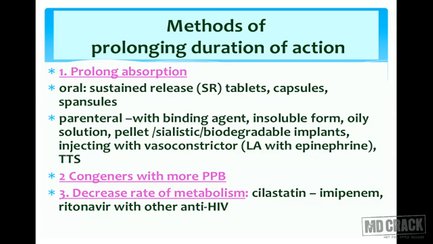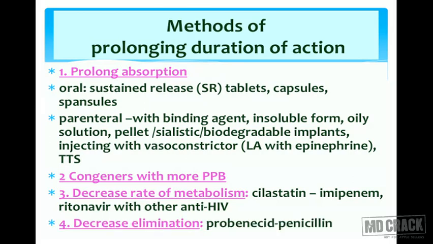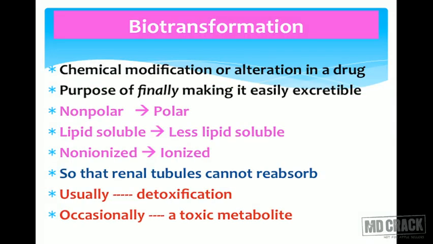For example, cilastatin can decrease the breakdown of imipenem, or ritonavir can inhibit the metabolism of other anti-HIV drugs, and this is why you can get a better action of those anti-HIV drugs. Or you can decrease the elimination or excretion of a drug by using probenecid with penicillin, because probenecid will compete for the renal excretion of penicillin, and penicillin will be retained and you will have a longer duration of action of penicillin. So that's about the methods of prolonging the duration of action.